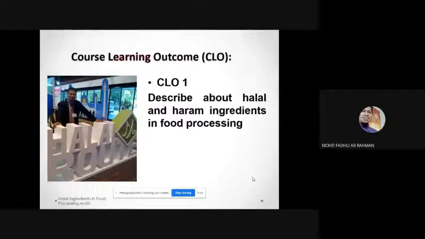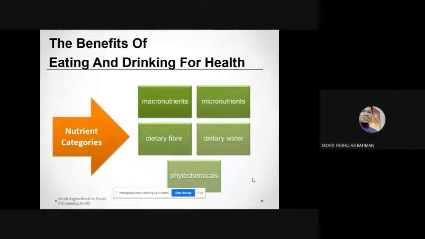So the first one, what are the benefits of eating and drinking for health? So eating and drinking are essential to humans. Same as we need accommodation or clothes, humans also need eating and drinking. Even though, for example, in this COVID pandemic, people still need to eat.